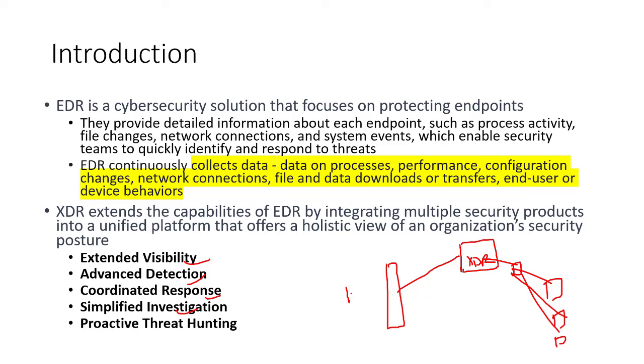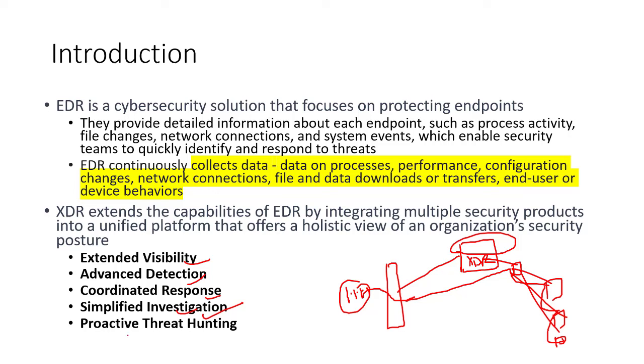So we get an idea: 1.1.1 is the attacker IP. It was able to bypass the firewall. It went to this system, then to this system, this system, this system. So XDR basically has a holistic view of how this attack happened. That is why it provides simplified investigation, and makes it easier to trace the full path of an attack and understand its impact.